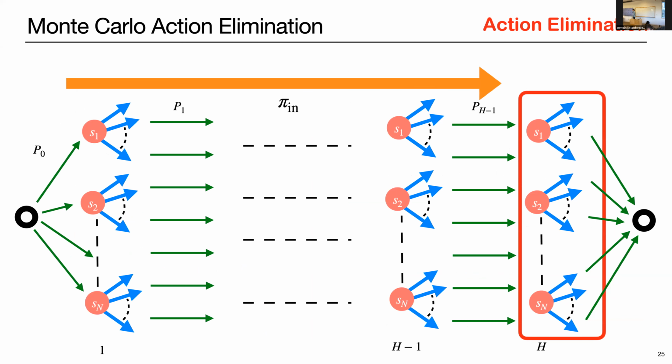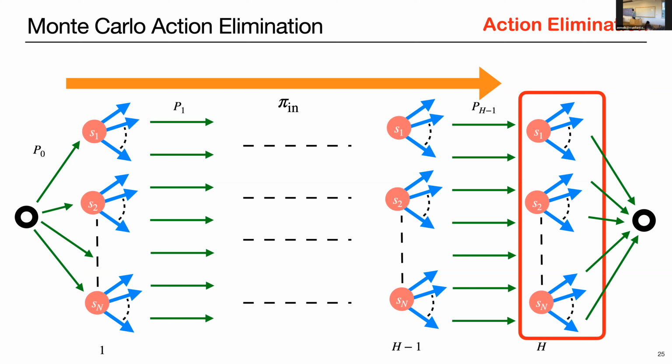So I want you to fix some policy pi in. Don't worry about what it is. It's just some policy pi in that's going to be an exploration policy, but don't worry about exactly what it is right now. Just imagine a policy that visits every state and action with some small probability, let's say. And we're going to go all the way just to this last time instance, time H.